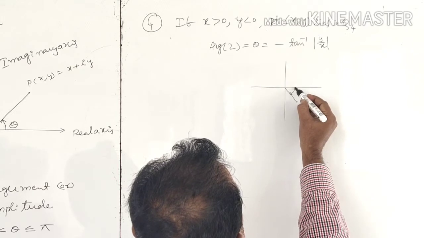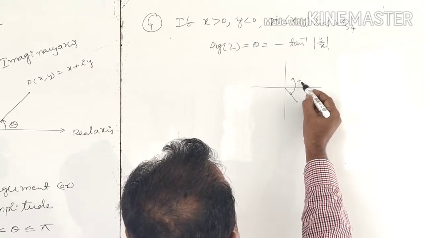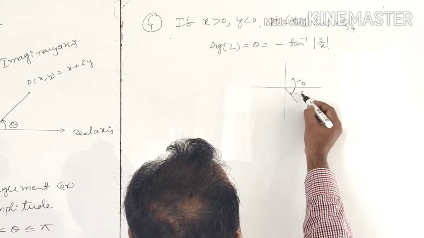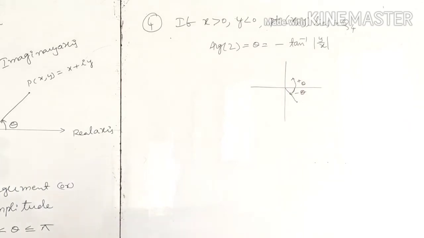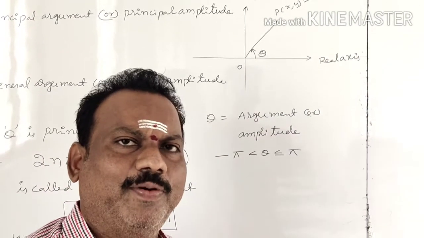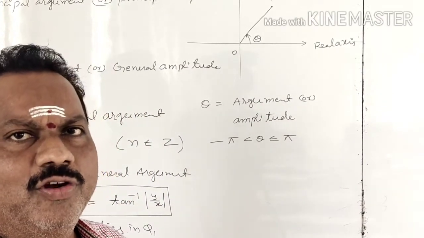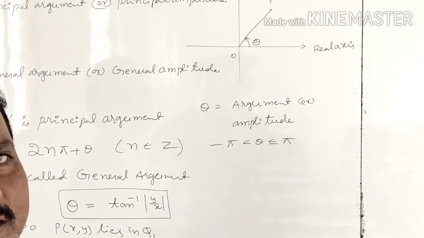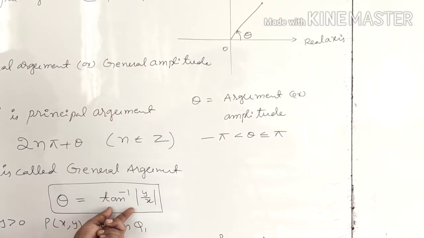I told you if you move in this direction, it is positive, and this direction it is negative. So this is plus theta, and this we treat as minus theta. So minus theta is tan inverse y by x. You remember this always, this is very, very important. Then the next exercise you can answer very easily when you know the arguments in different quadrants. Clear, students? First quadrant, tan inverse mod of y by x.